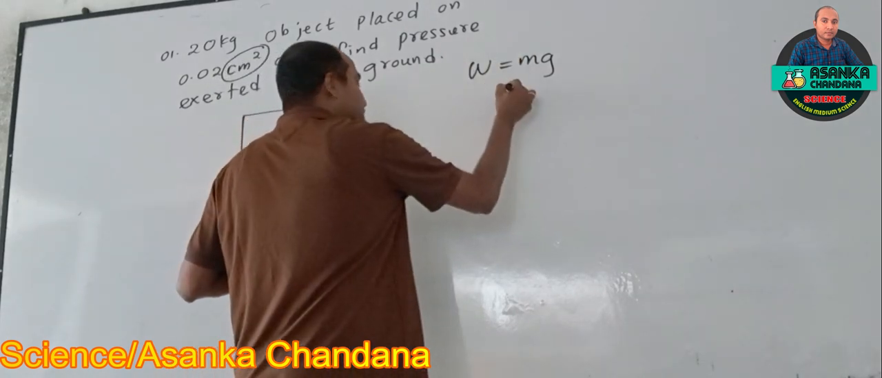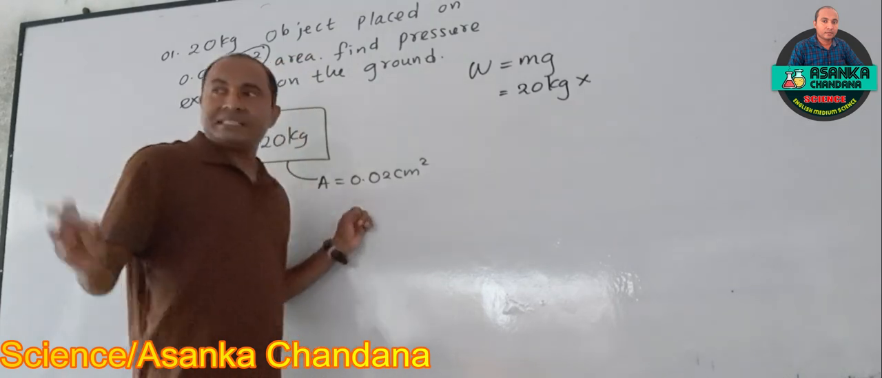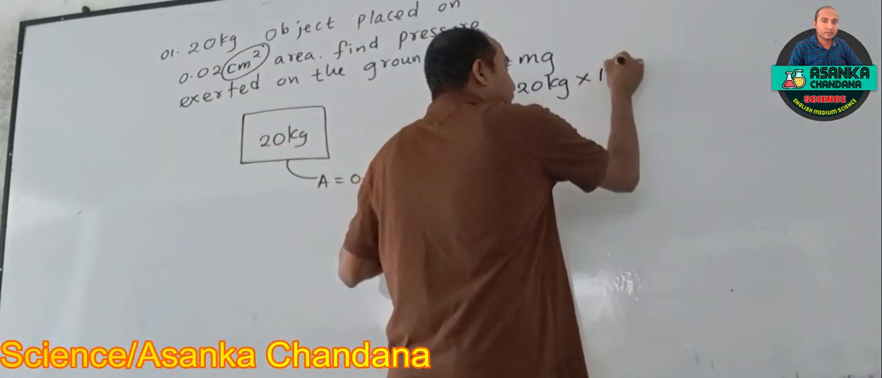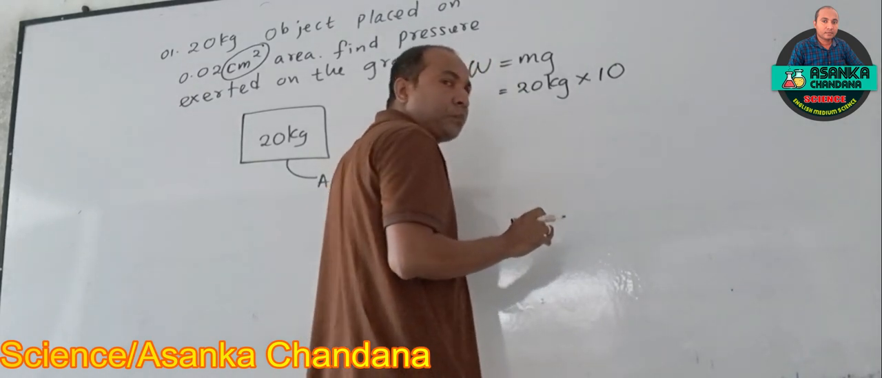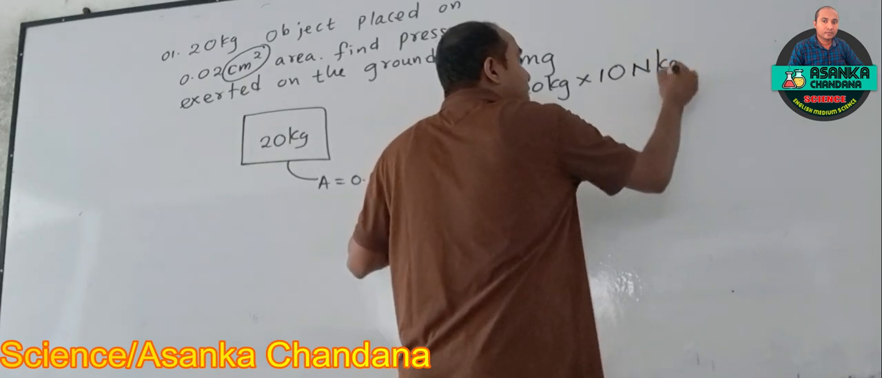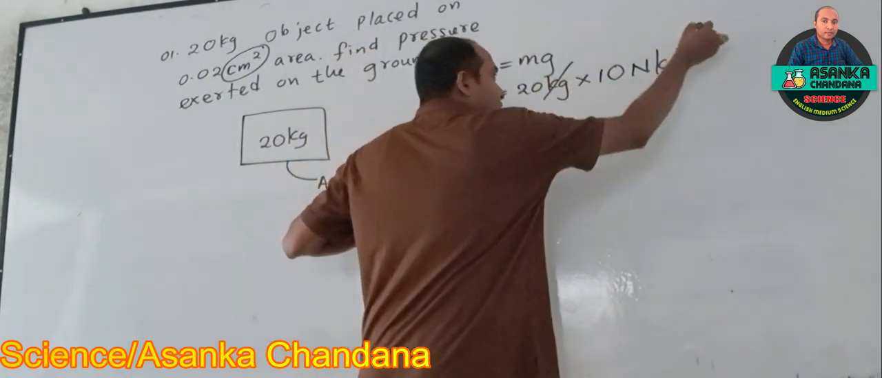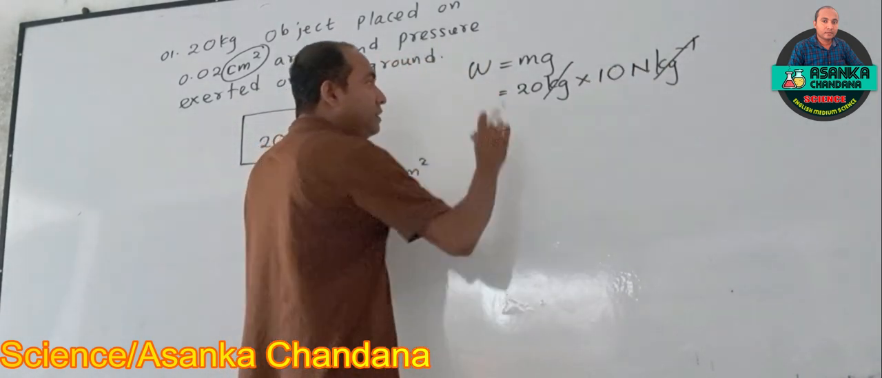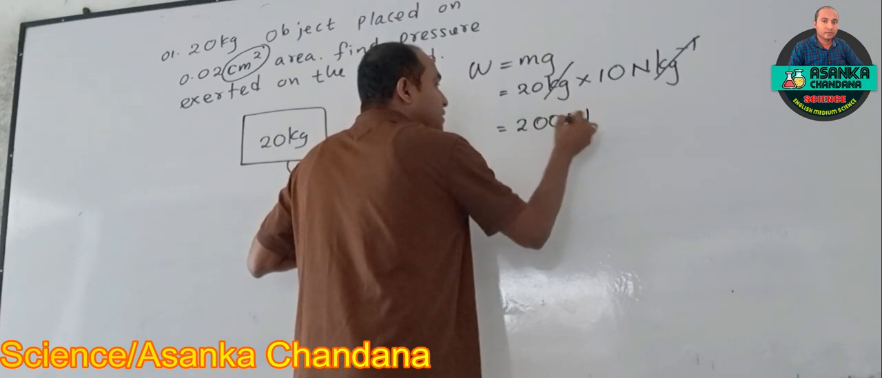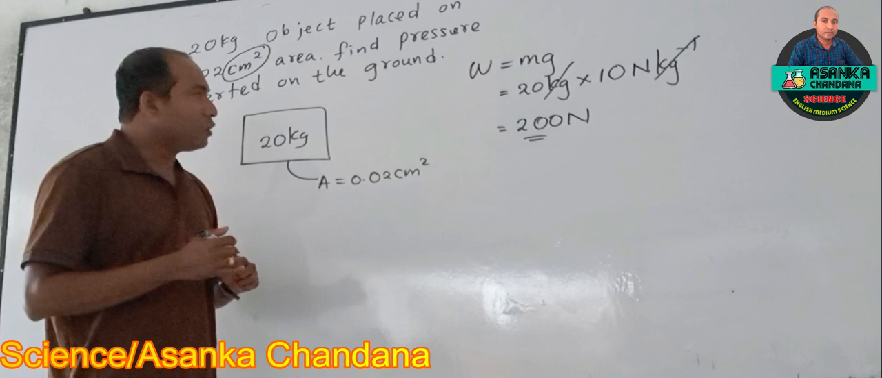Right? M means mass. What is the mass? 20 kilogram. G is the gravitation. What is the value of the gravitation? The value of the gravitation is 10. Unit of the gravitation? Meter per square second or newtons per kilogram. Then what will happen? Kilogram per kilogram can be cancelled. What will remain? 20 times 10 Newton is 200 Newton. This is the weight. Right. And then we will go to find the area.